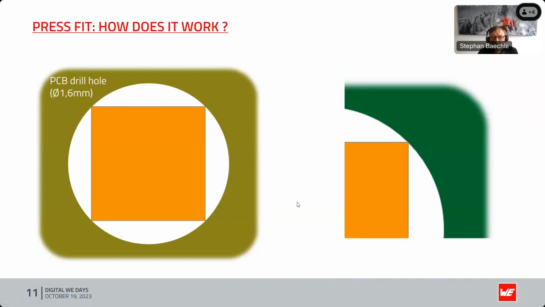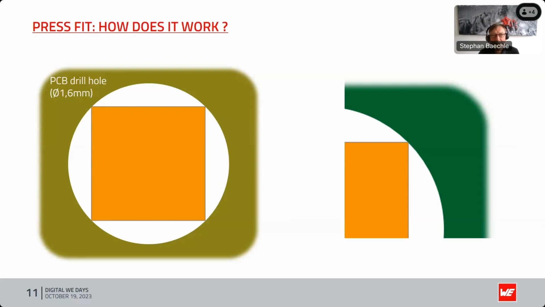But now we come to the solution. How does press fit work? What do we have to do when we want to establish a press fit connection on our PCB? First of all, we need a drill hole. The drill hole has to be 1.6 millimeters with plus tolerances, but without minus tolerances. Why do we not have minus tolerances here? Because the pin should only touch the FR4 material, but not destroy it.